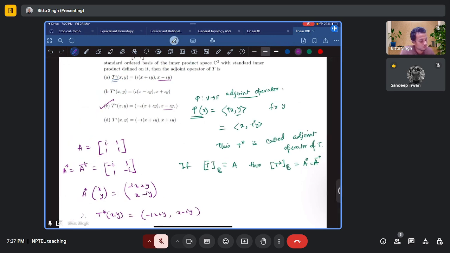You can check this part actually. The matrix representation of this part you can check. It is actually easy to see.